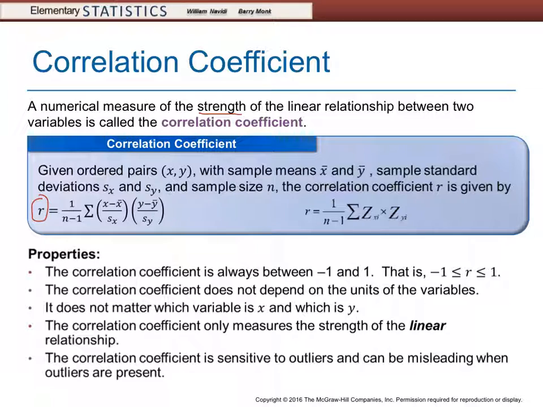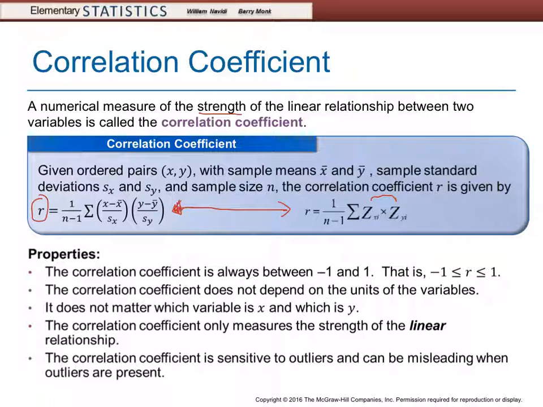Given the ordered pairs x and y with a sample mean x and a sample mean y, a sample standard deviation Sx and Sy and sample size n, the correlation coefficient R is given by this formula here. Looks complicated, but really R is just 1 over n minus 1 times the sum of the z-score values of x and y. So that's really kind of a simple idea in some ways. We're going to do this calculation on the TI-83 or 84 and also on Excel, and typically we would not do this by hand. But we do want to show you how it is calculated.